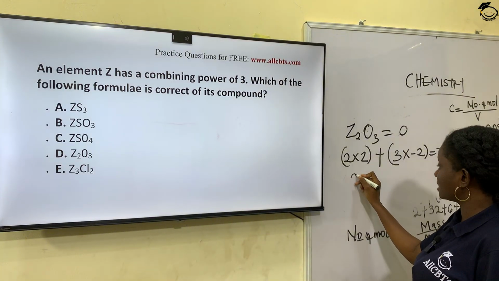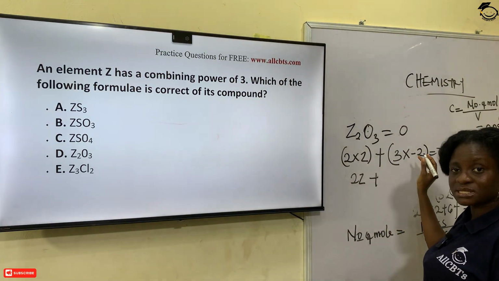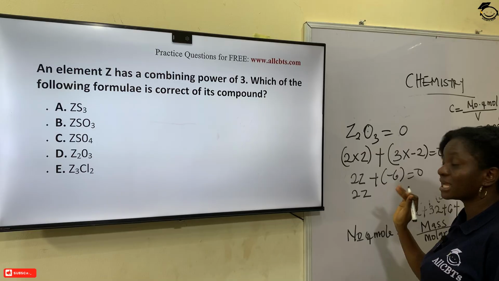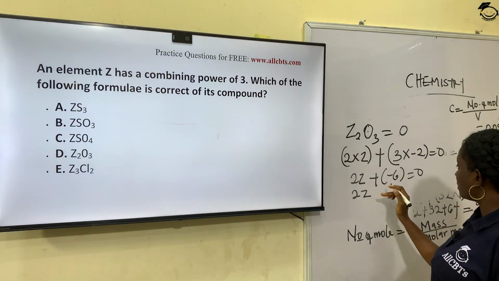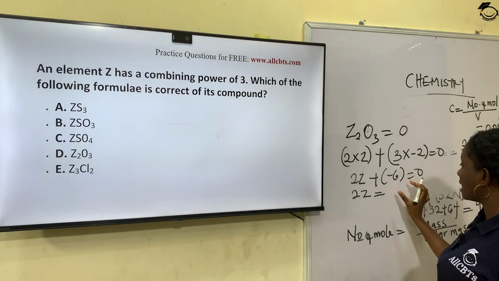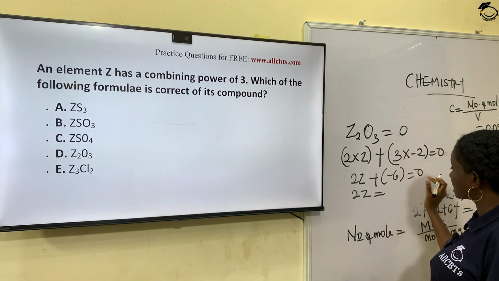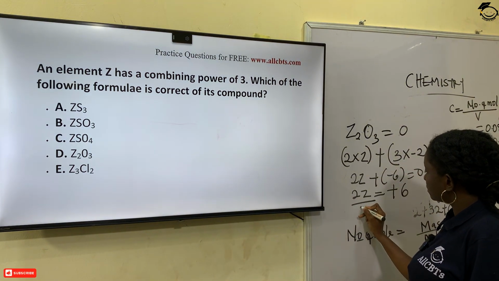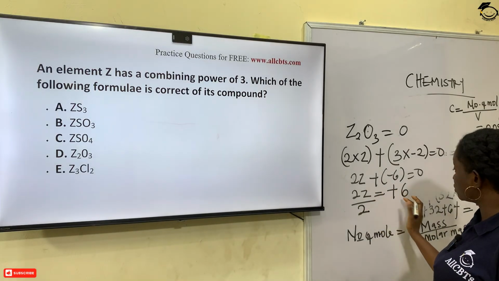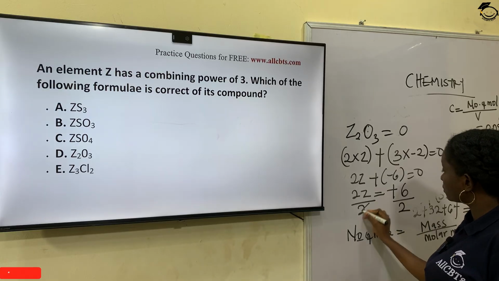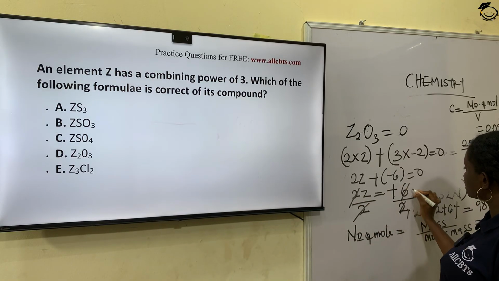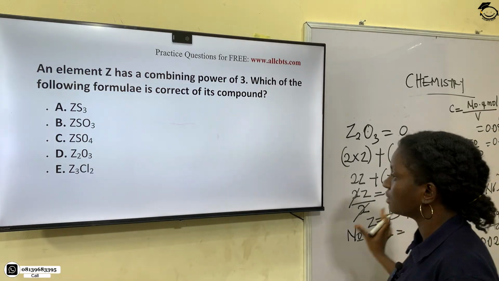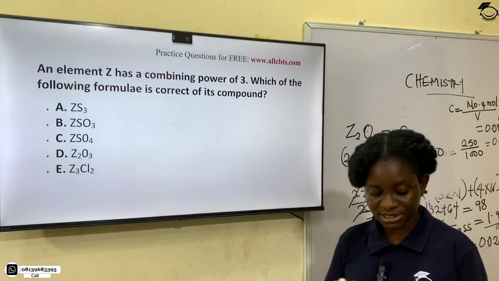So we have 2 times Z, 2Z, plus 3 times -2, that's -6, is equal to 0. To make Z the subject of the formula, 6 is negative here, so moving it to the other side makes it positive: plus 6. Then we divide both sides by 2. 2 cancels 2, and 6 divided by 2 is 3. That means Z is equal to plus 3. So that verifies our answer. Option D is the correct answer.